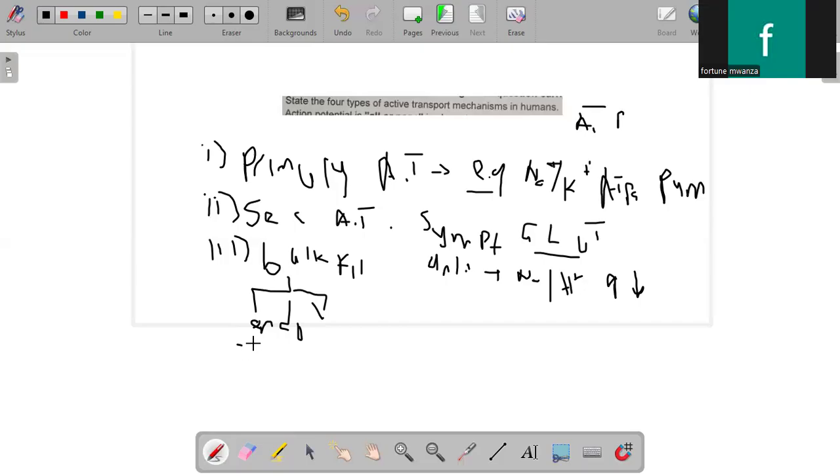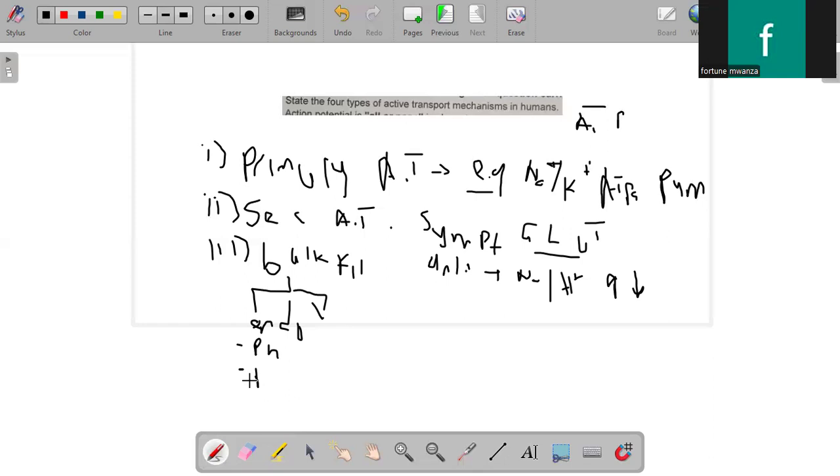Good examples of endocytosis include phagocytosis, and what we call pinocytosis, popularly known as cell drinking. So you are taking in fluid. That's a good example of endocytosis.